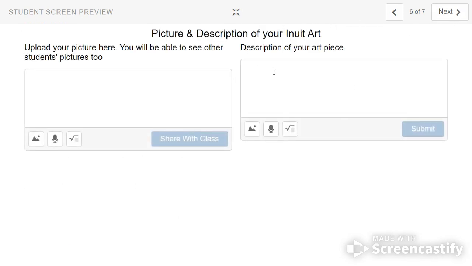In slide 6, you're going to upload your picture here. Upload your image, share it with the class, and you'll be able to see other people's pictures as well. In this box, I want you to put a description of your art piece. So just like what I did in the first slide, the name of the piece and the meaning of it.